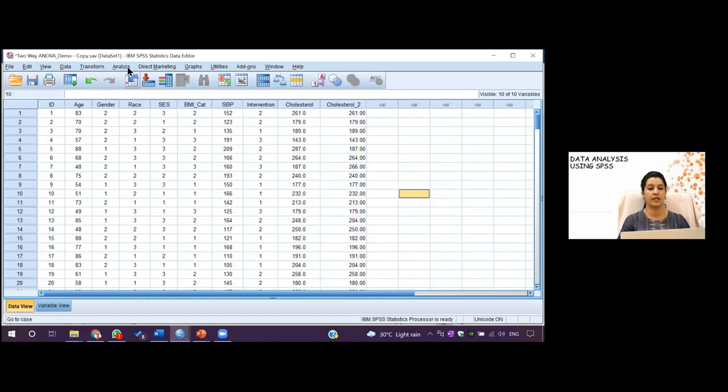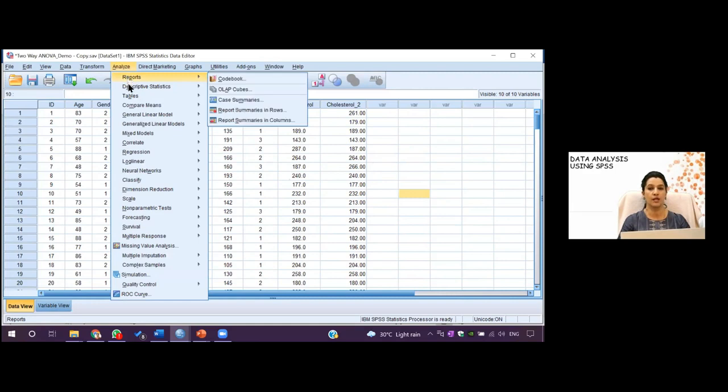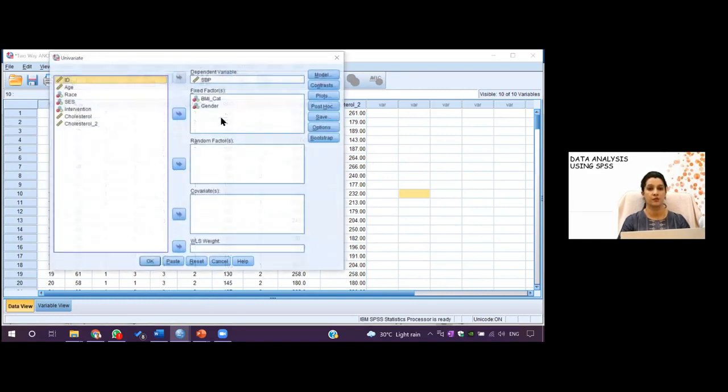So for interaction, I will go to Analyze, and here we go by the General Linear Model, and then Univariate. Because I've said that, I will reset this. So this is the dependent variable. What will I shift here? The dependent is systolic blood pressure.